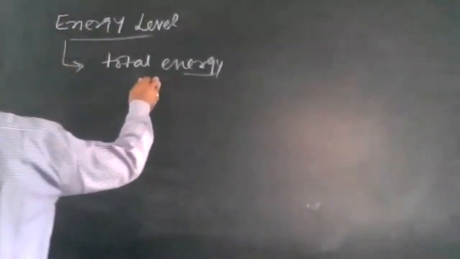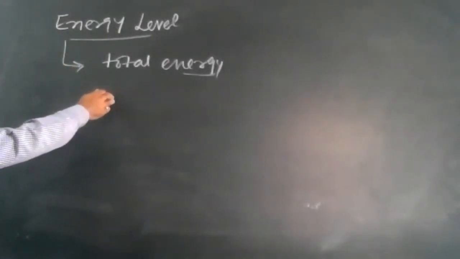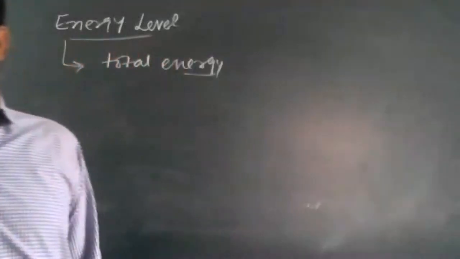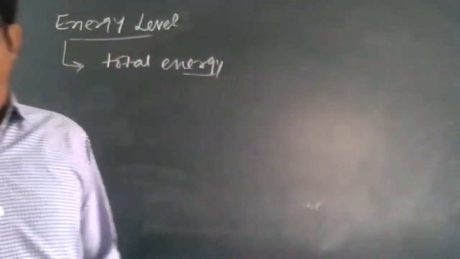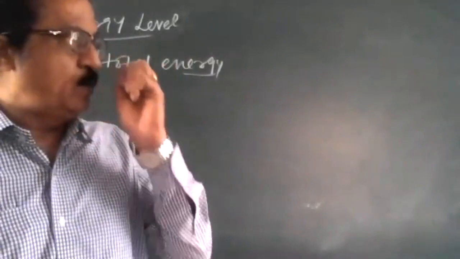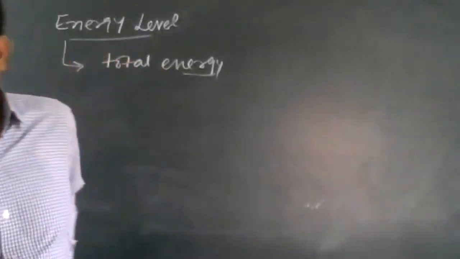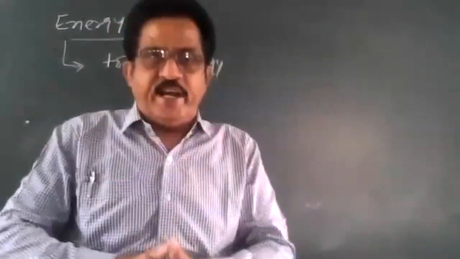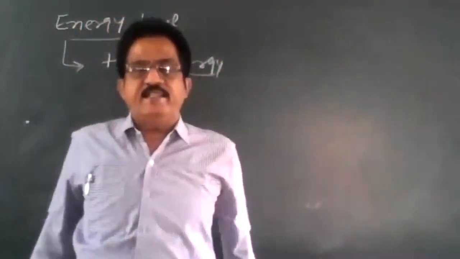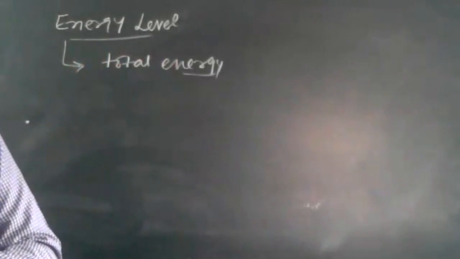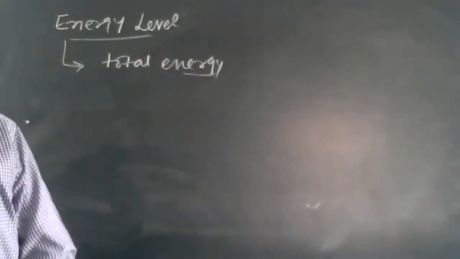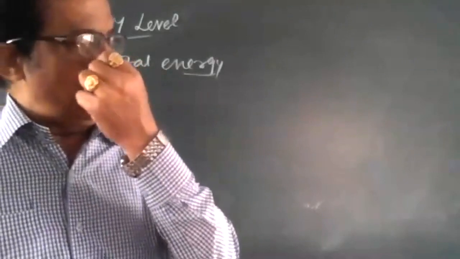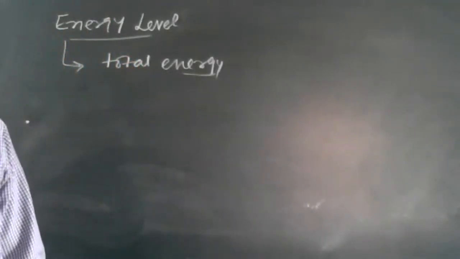Write down. In this diagram, the total energy of the electron in various stationary orbits is represented by parallel horizontal lines, which I will draw now, drawn according to a suitable energy scale.